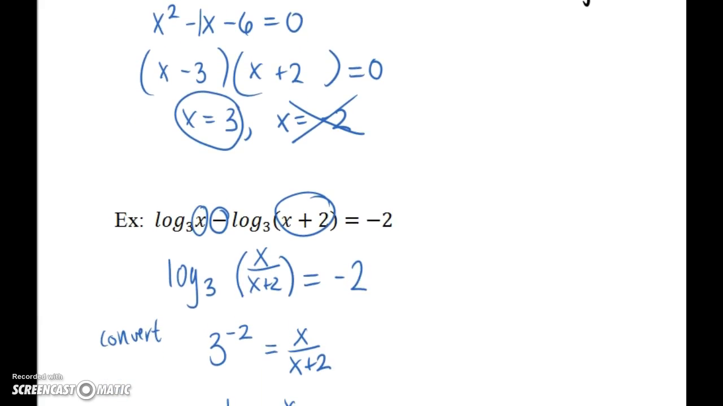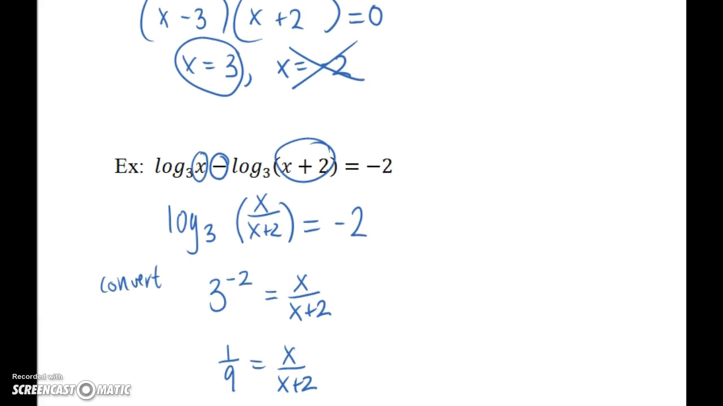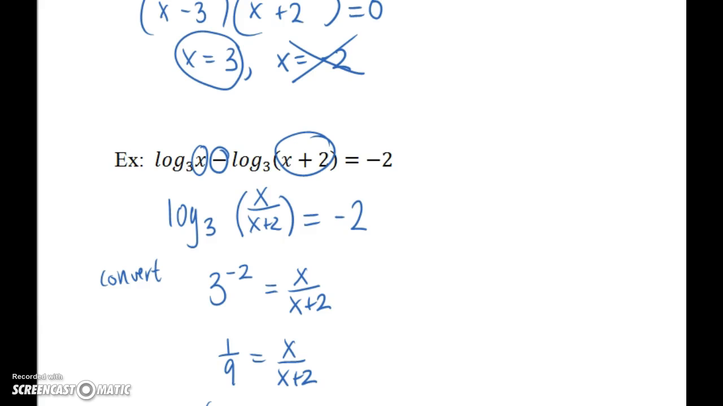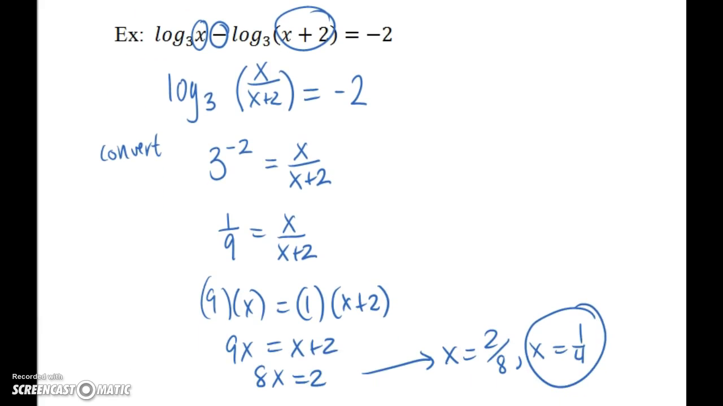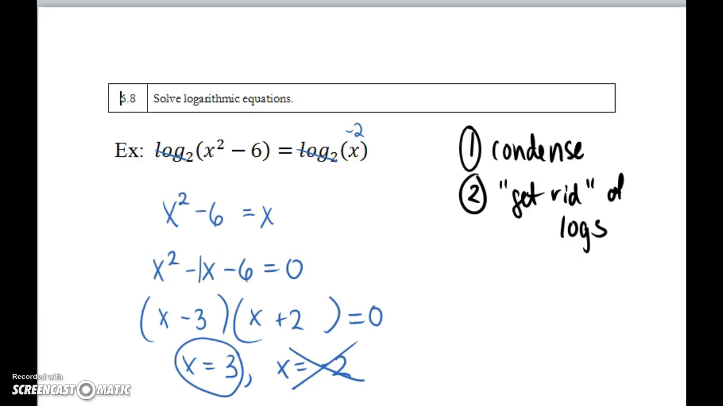And in our second example, we couldn't drop the log because you only had it on one side. So in this case, you're going to convert to an exponential equation. That's how you're going to get rid of your log. And then again, solve like you would a regular equation. This is standard 6.8, solving log equations.